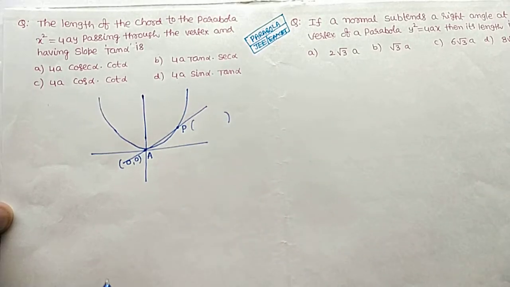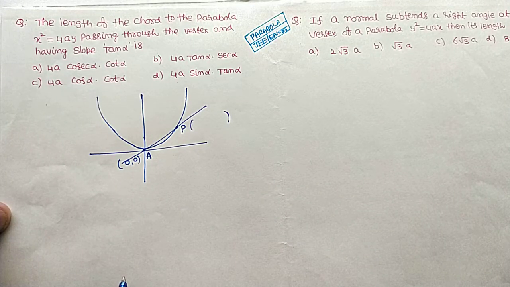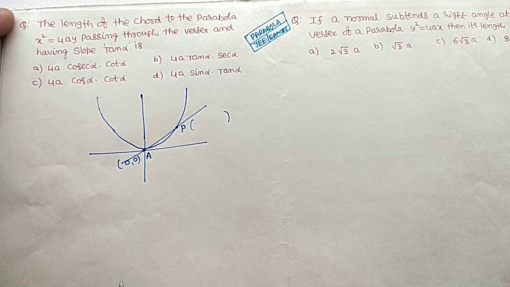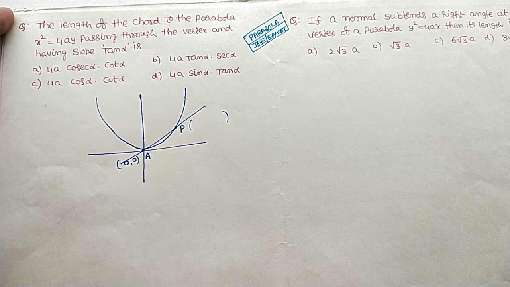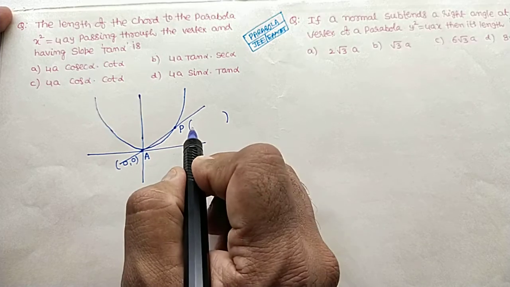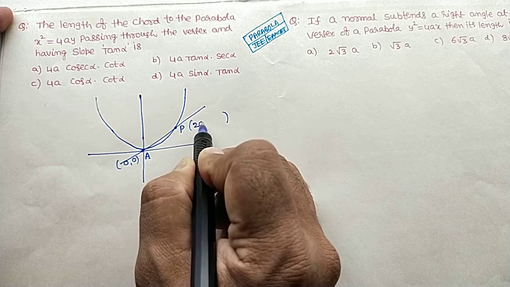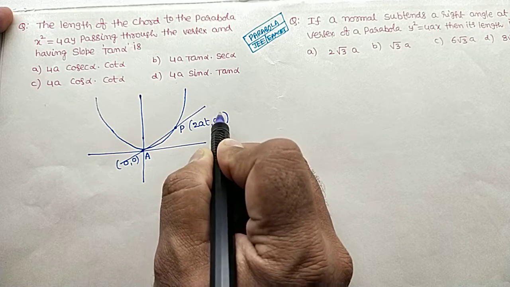What is the parametric point on the parabola x square equal to 4ay? For y square equal to 4ax, the parametric point is of the form (at square, 2at). But here the parabola is x square equal to 4ay. Therefore, the parametric point on the parabola x square equal to 4ay is (2at, at square), just interchanging the x and y coordinates.